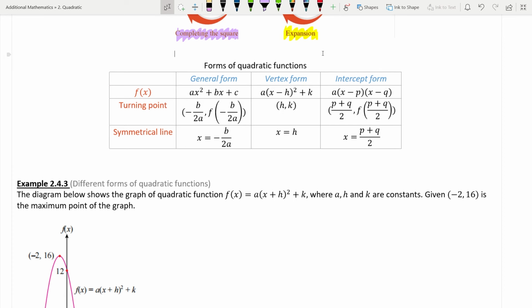By comparing these three forms of quadratic function, we can conclude that the symmetrical line depends on the x value of the turning point. And one advantage for the vertex form is we can obtain the maximum or minimum value directly from the function without performing any calculation.